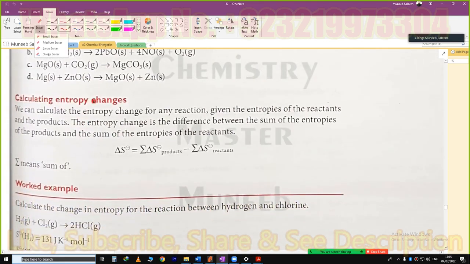Calculating entropy changes. This is the mathematical equation. To calculate entropy change, we can calculate the entropy change for any reaction given the entropies of the reactants and the products. The entropy change is the difference between the sum of the entropies of the products and the sum of the entropies of the reactants. So this is the equation used to find the entropy change of the reaction, products minus reactants.